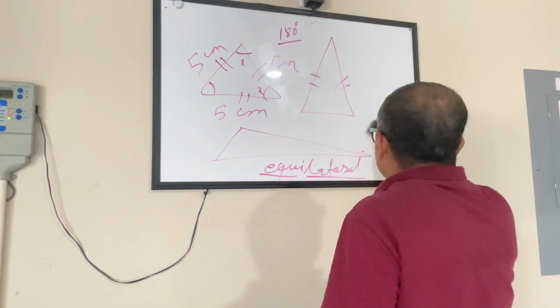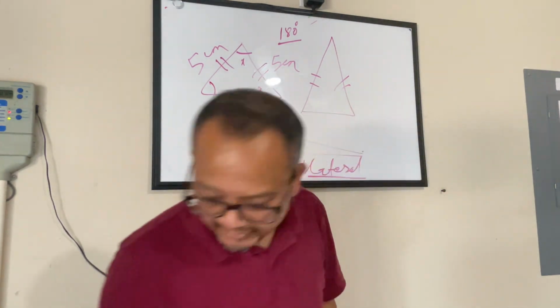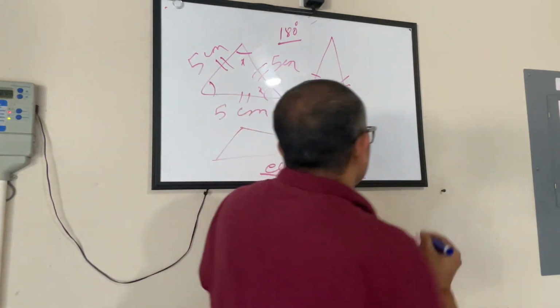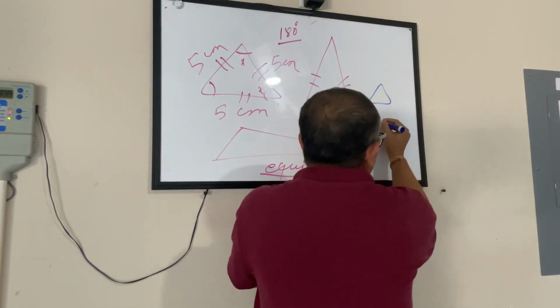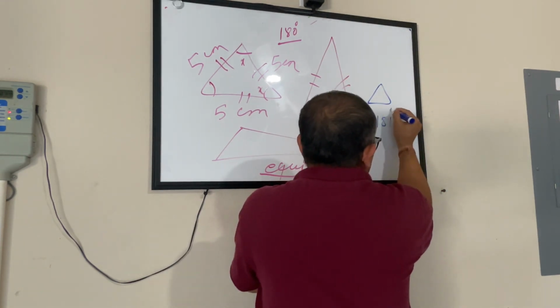Now, let me give you guys a quick question. I have a triangle and the sum of all the angles is 181 degrees. Is it possible?